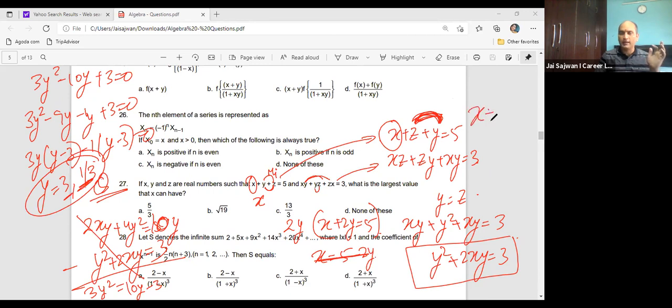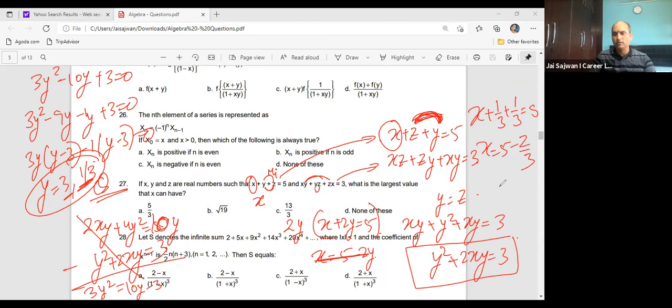So I can say x plus 1 by 3 plus 1 by 3 is equal to 5 here. So x is coming out to be 5 minus 2 by 3, that comes out to be 13 by 3. So the value of x comes out to be 13 by 3 here. Fine, that is your answer. C is the correct answer. This one is correct. Fine. Okay.